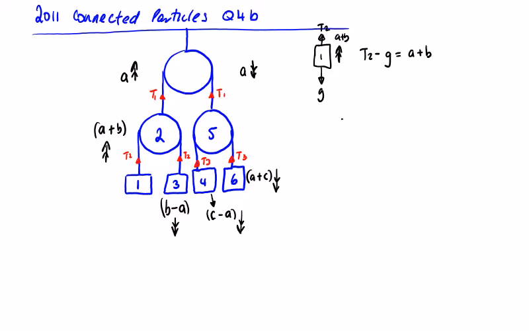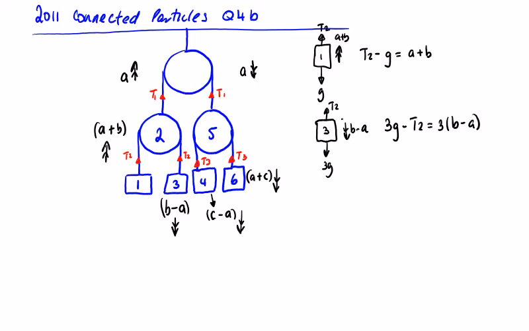The key in this question is to eliminate accelerations B and C to just get the acceleration of A, and if we can get the acceleration of A, then we can get the tension in each string. So the 3 kilogram mass has 3G going down, T2 going up, and it has the acceleration that we said going down of B minus A. So this equation is 3G minus T2 is equal to 3 times B minus A.